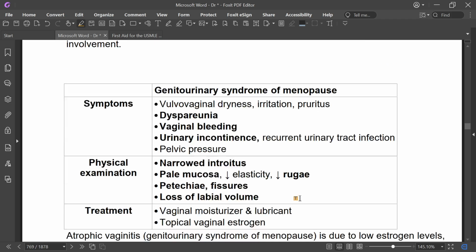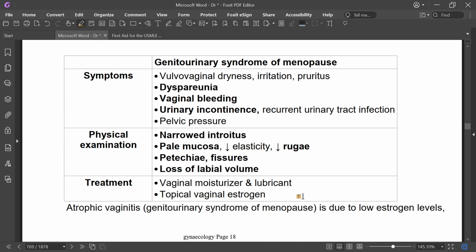Genitourinary syndrome of menopause, like postmenopausal symptoms, what we can say in short. There is dyspareunia, vaginal bleeding, urinary incontinence, vulvovaginal dryness, irritation, pruritus, recurrent urinary tract infection, and pelvic pressure.